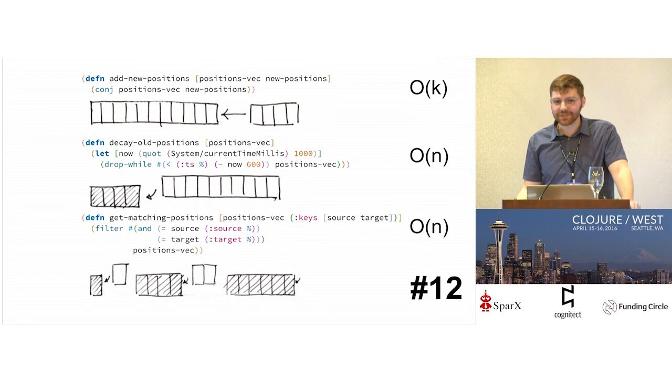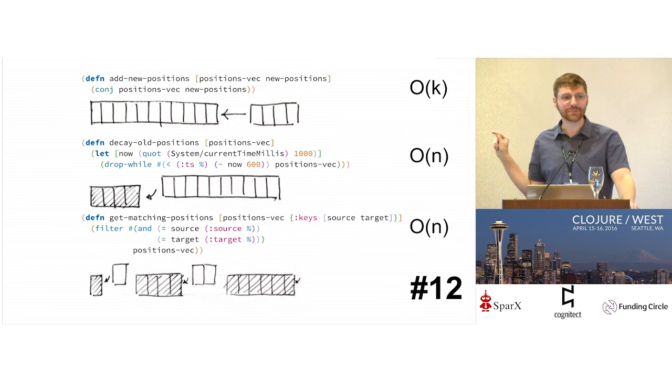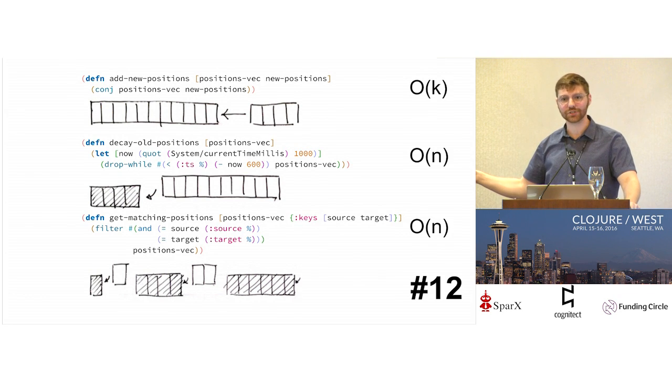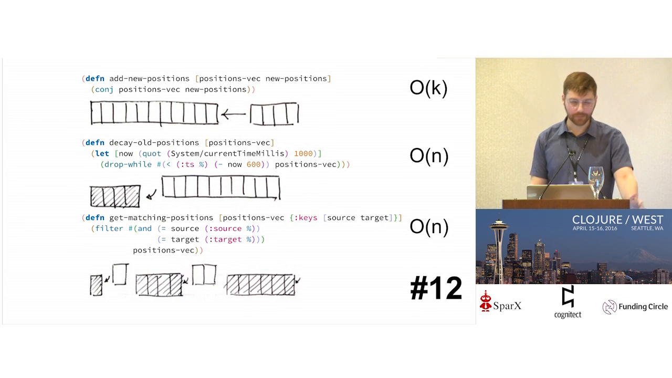And getting the matching positions, that's actually the worst. That's O of N, but the thing is, this is the thing that's being called the most. This is the thing where every time we're writing the database, we need to get the matching position data. So this is the thing we really need to optimize for. So how are we going to do this?